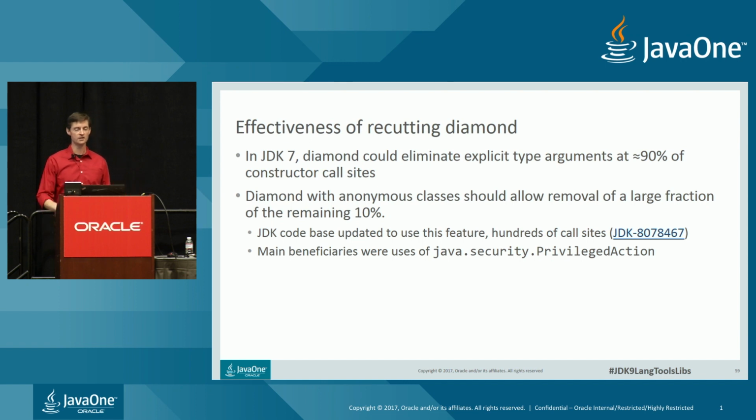In JDK 7, diamond let us get rid of about 90% of the explicit constructor type arguments, and we feel with this cleanup for denotable types, we can address much of the remaining 10%. We've had good experience using this feature in the JDK code base. It's let us get rid of hundreds of additional explicit constructor arguments in our code.